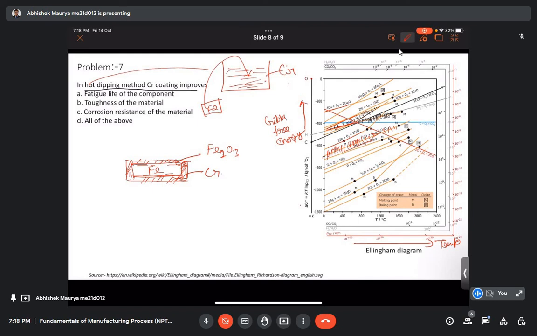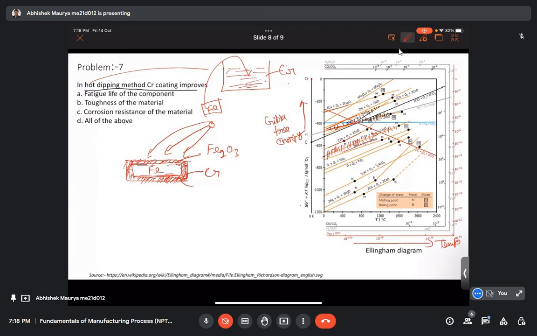And now what will happen? Suppose oxygen comes, it will first come in contact with the chromium, and it will immediately react and form chromium oxide. So from all sides, the iron which was surrounded by chromium, when it comes in contact with the oxygen, the outside chromium which we have deposited quickly becomes chromium oxide.